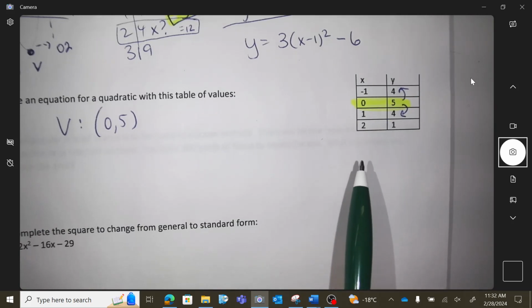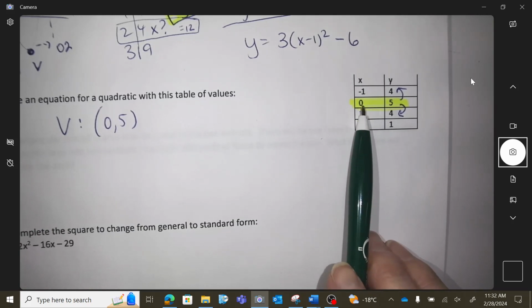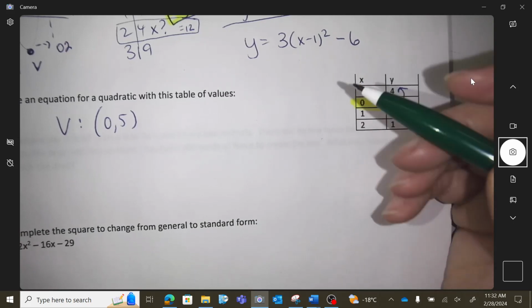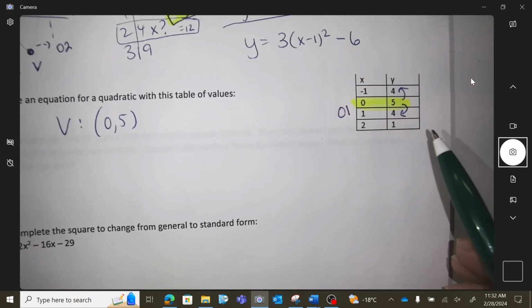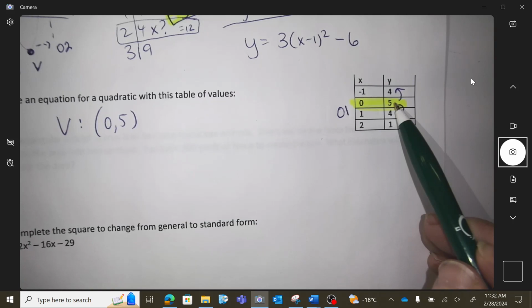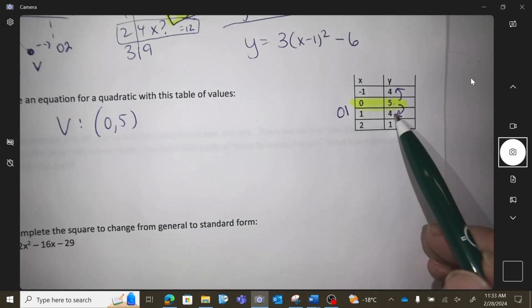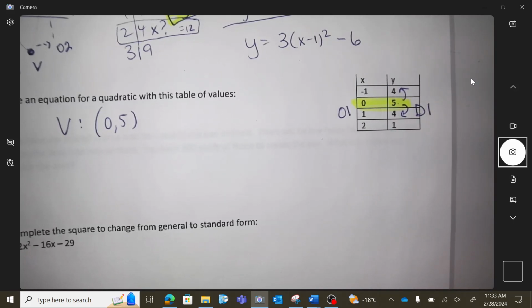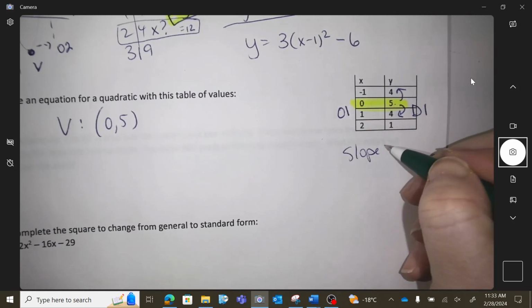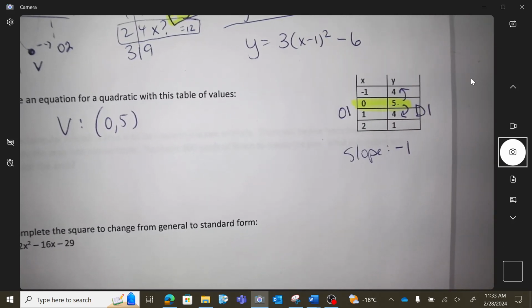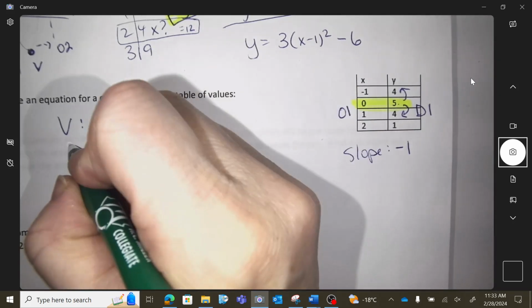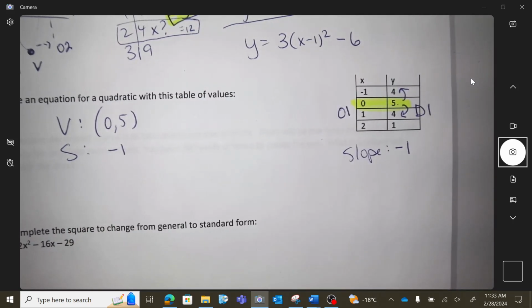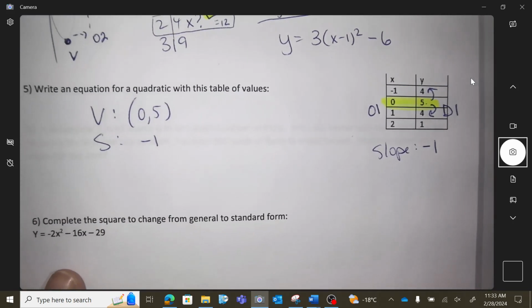And what happened on this chart? So from 0 to 1 has moved over 1. And going from 5 to 4, I have moved down 1. So do you have a conclusion about your slope? Negative, down 1. Okay, so I need an equation.